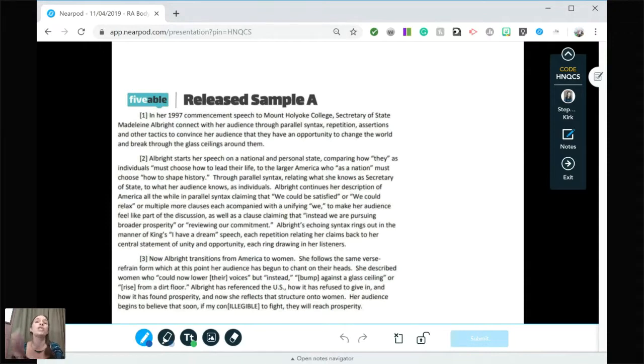So with this one right here, it might say, although Albright does address individual responsibility throughout her paragraph, she starts her speech on a national and personal state, comparing how they as individuals. So the although addresses the counterclaim, and you can pull that through each body paragraph that you have, and that does increase your line of reasoning because you're showing, although this, here's what's really happening, here's what's really there. And that's just a little something that I have my students do.